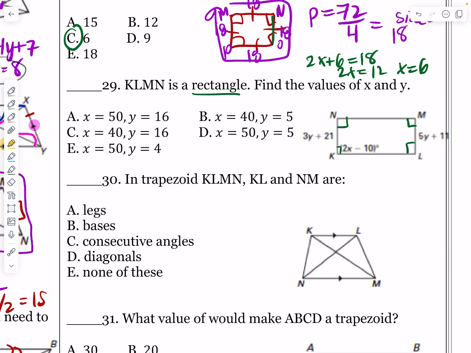So the first thing I notice is that x is located at a right angle. So what can I do with the 2x minus 10? I can set that equal to 90. So 2x equals 100, and then x equals 50.